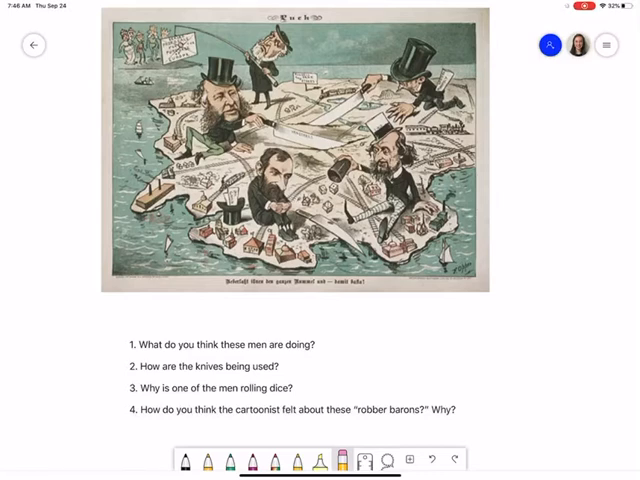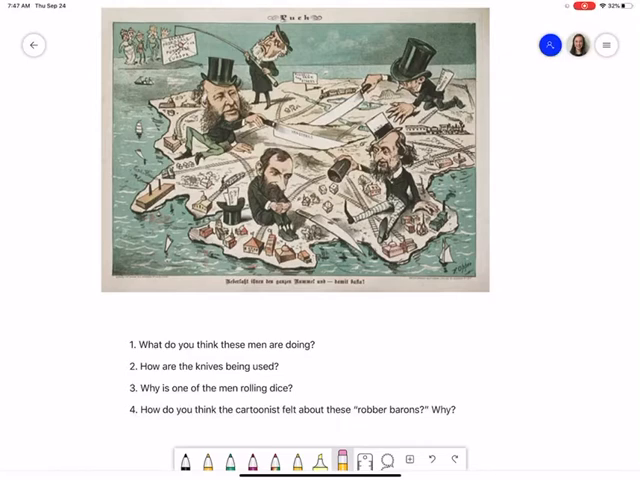What about the man rolling the dice? What do you think he's doing? Well, we could say that maybe he's gambling his portion. We could also say that maybe he's gambling the people that are working under him. He doesn't really care much about them, but he cares more about the money he could make by making these investments.